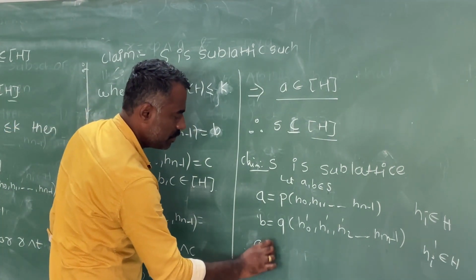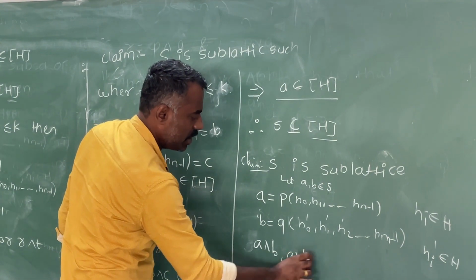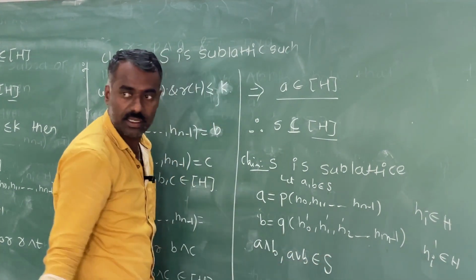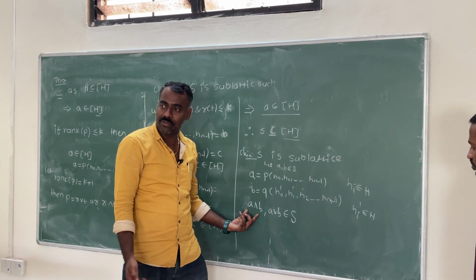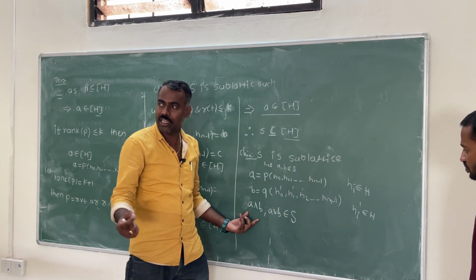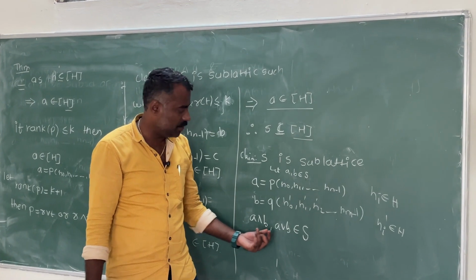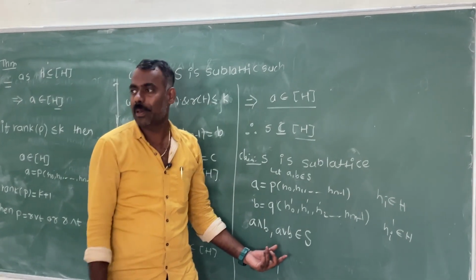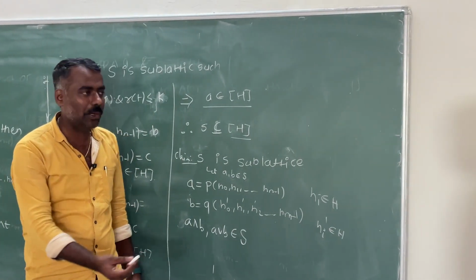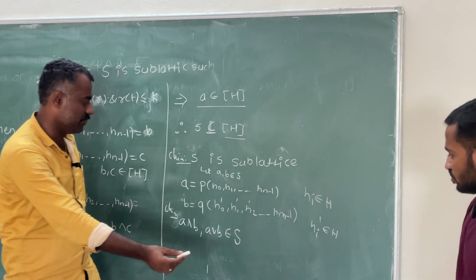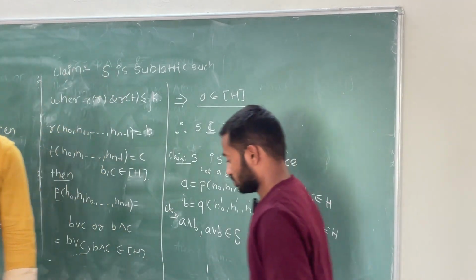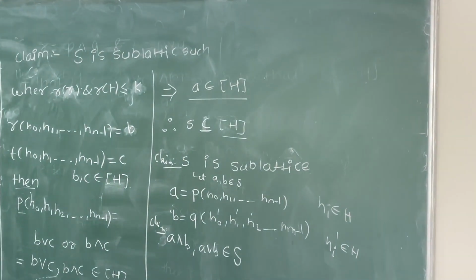A meet B, A join B also belongs to S. Is this clear? That means what? This should be the value of some polynomial evaluated at the h_i's. Similarly, this should be the value of some polynomial, right? So we want to find some suitable polynomials, and to show this, we find suitable polynomials and substitute those values, right?